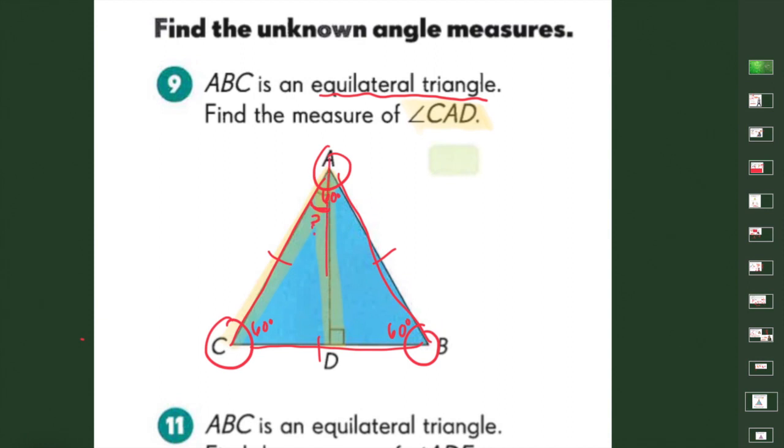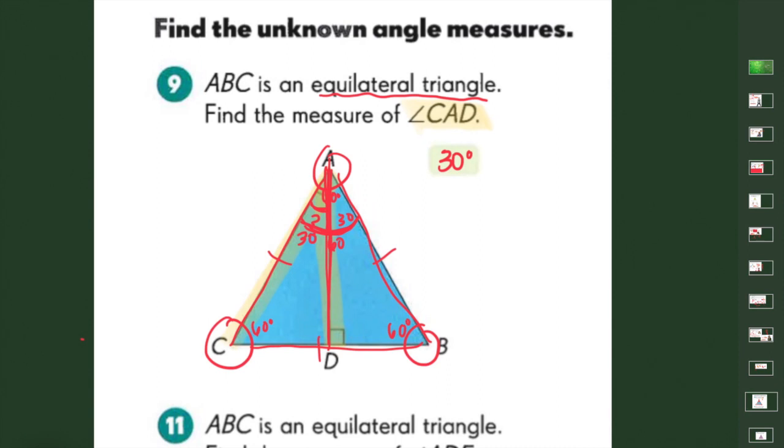Well, we do have a line of symmetry drawn, correct? And so how could that help us to figure out the missing angle? Well, if this whole angle is 60 degrees, right? Because angle A has to be 60 degrees. What would be half of 60? Because this line is cutting it in half. Well, this side would have to be 30, and this side would have to be 30, giving us the whole angle measure of 60 degrees. So the measure of CAD would be 30 degrees.